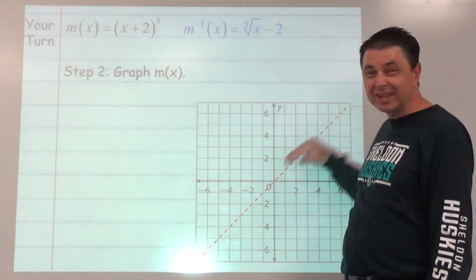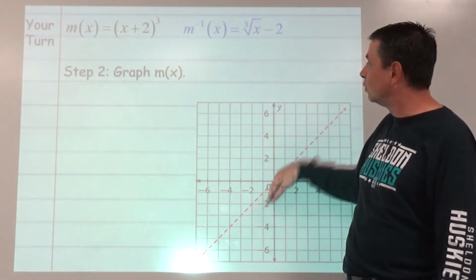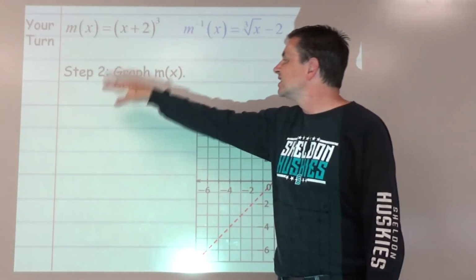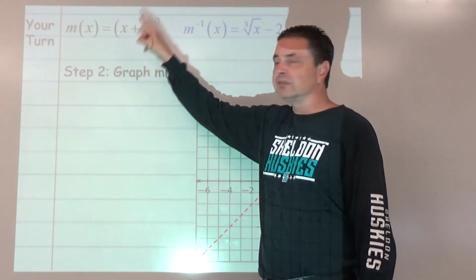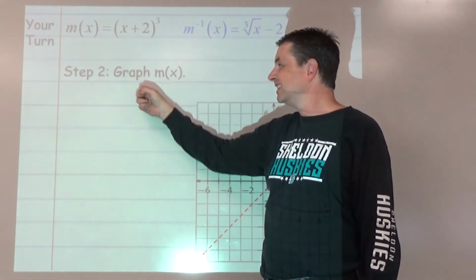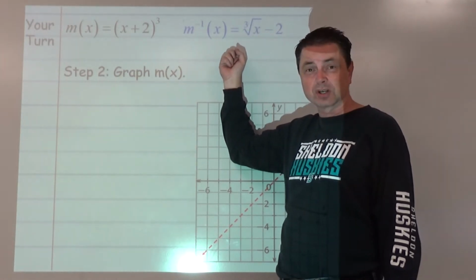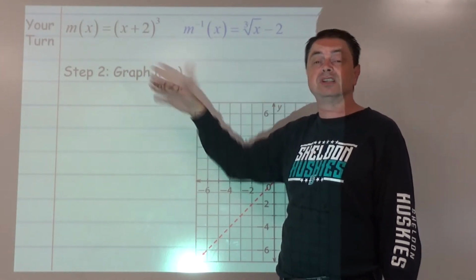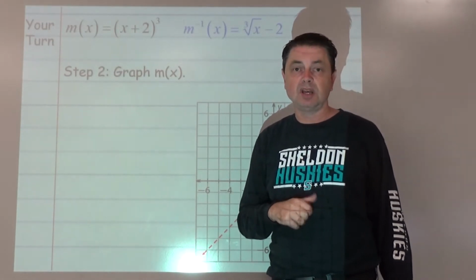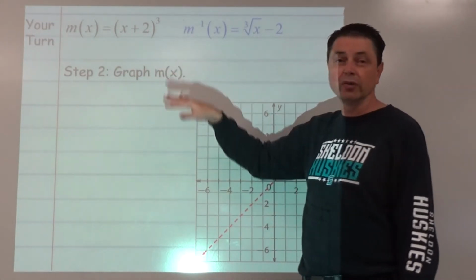Here's our line. It's going to be the same line every time, that line of y equals x. So step 2, graph the original function. You probably know what step 3 is, to graph the inverse function. It might help if you use different colors. But go ahead and pause here as you do both of those.